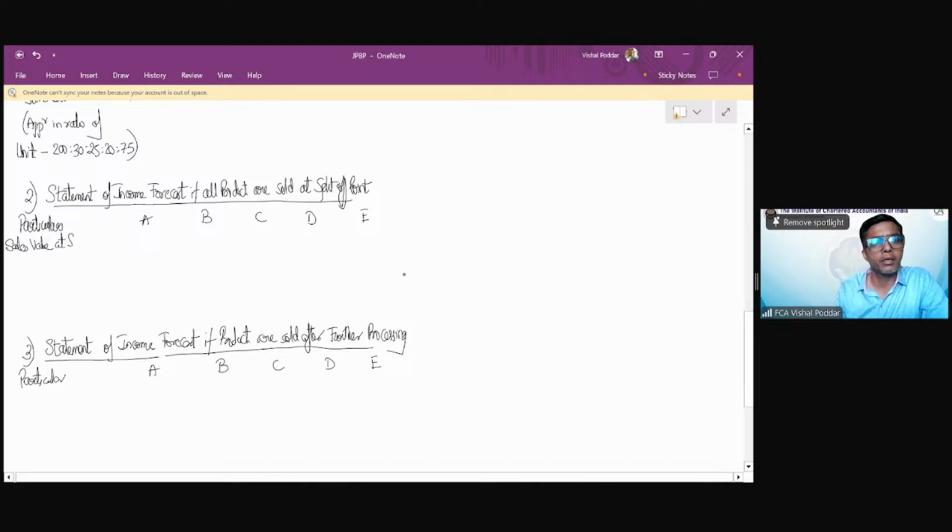at split off point. Now, how can you do this? Simply, you are knowing the units multiplied by the selling price at the split off stage. So when you multiply units by the selling price given for the split off stage, you will get the sales value at split off stage. From this, subtract. Now, what is my total cost up to the split off stage?